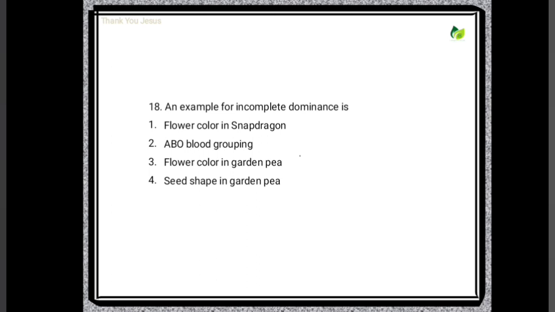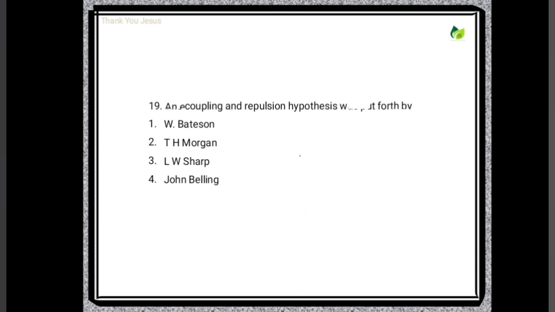Let's see the next question. An example for incomplete dominance is, options are flower color in snapdragon, ABO blood grouping, flower color in garden pea, seed shape in garden pea. Correct answer is flower color in snapdragon. Let's see the next question. The coupling and repulsion hypothesis was put forth by, options are Bateson, Morgan, Sharp, John Belling. The correct answer is Bateson.